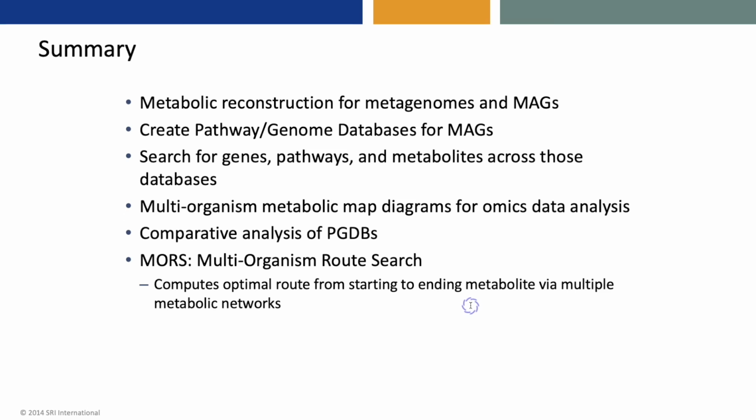So in summary, I've talked about the metabolic reconstruction process for both metagenomes and MAGs that Pathway Tools can perform. I've talked about the notion that Pathway Tools can generate multiple pathway genome databases for multiple MAGs. It can search for genes, pathways, and metabolites across these databases. We can generate multi-organism metabolic map diagrams for omics data analysis, and we have a multi-organism metabolic route search tool.